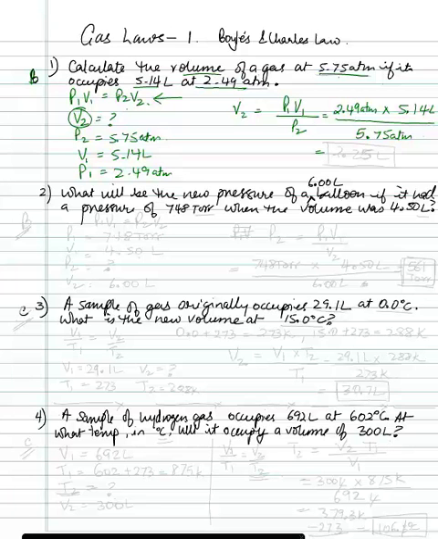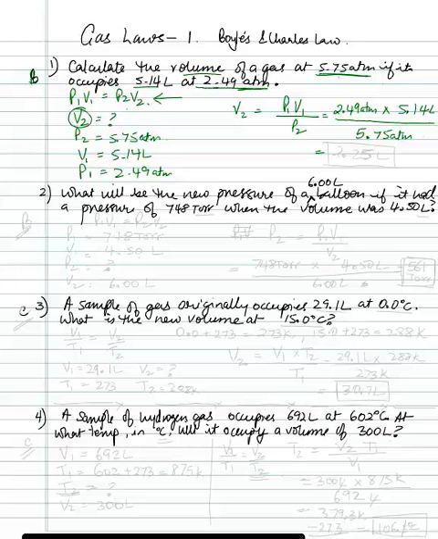Now, before even writing out the answer for this problem, let's just go ahead and look at it once more. It says calculate the volume of a gas at 5.75 atmosphere if it occupies 5.14 liters at 2.49 atmosphere, which means that in the first set of conditions the pressure was lower and now the pressure is higher. And remember the relationship between pressure and volume, it's inverse. So if one increases, the other one should decrease. So here, if the pressure is increasing, the volume should decrease. That should give you a little bit of an idea of what kind of number you should get.